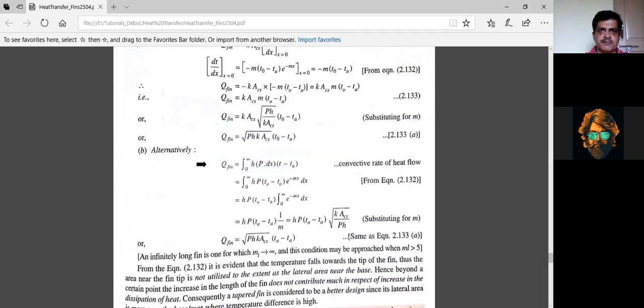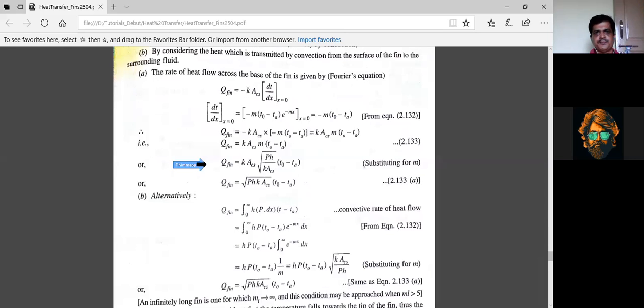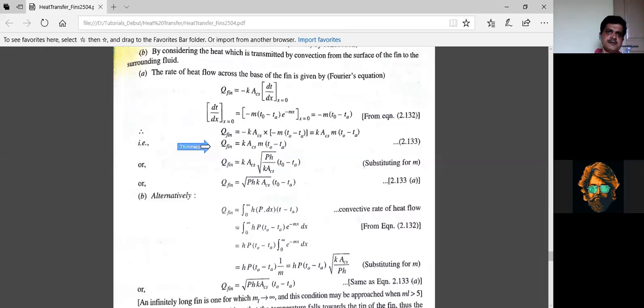Once again I will show you this equation is very important. That is root of hPkAcs. It is easy to remember this. How much heat is dissipated at the base? That is k into cross sectional area of the fin into m, some ratio, root of some ratio, and T naught minus T a. T naught is the temperature of the fin at the base, and T a is the temperature of the atmosphere.